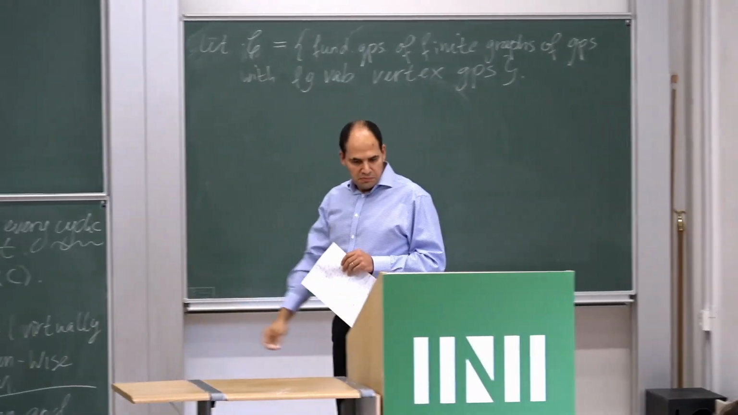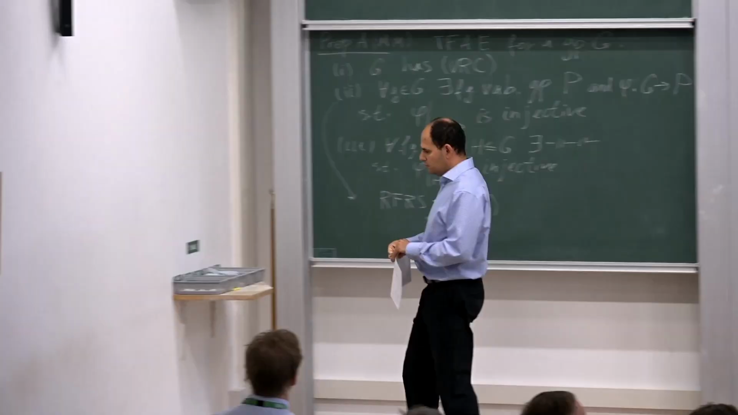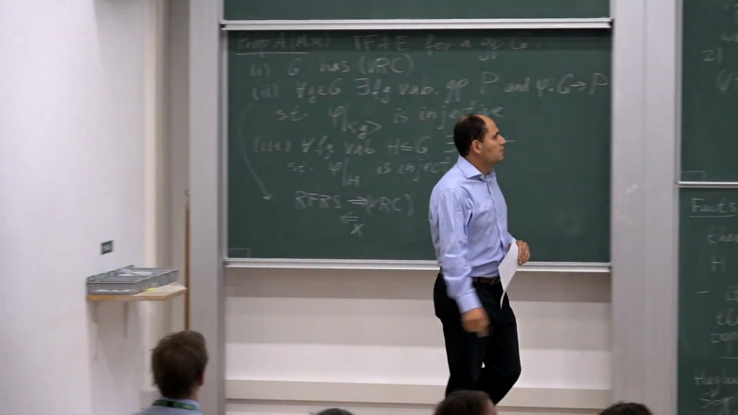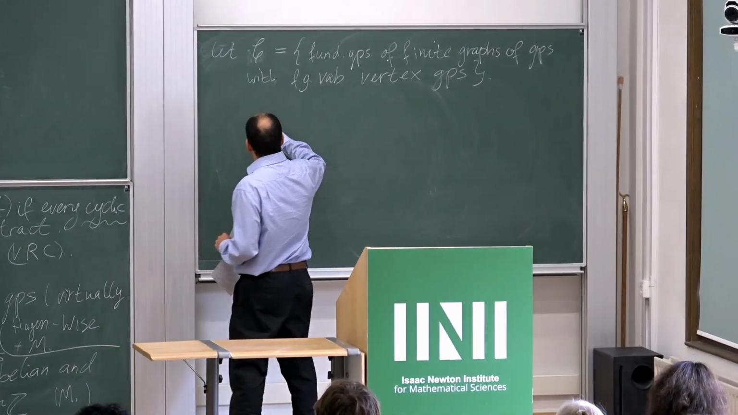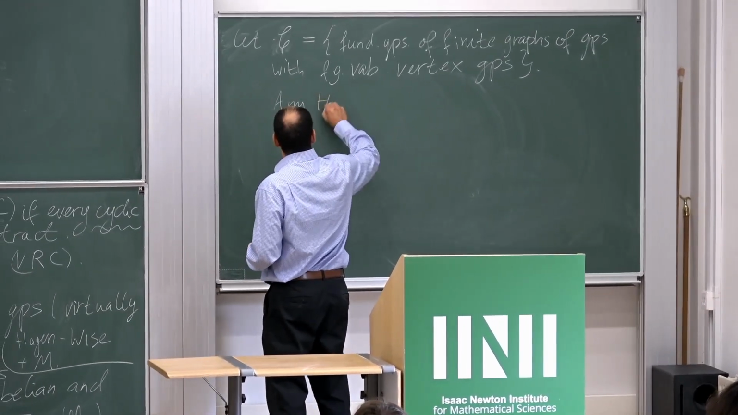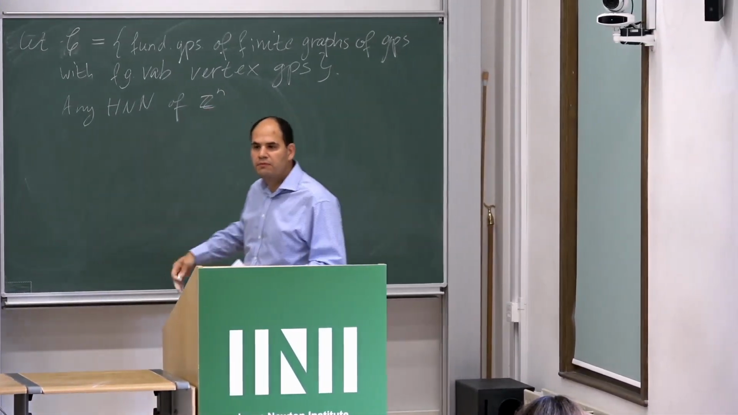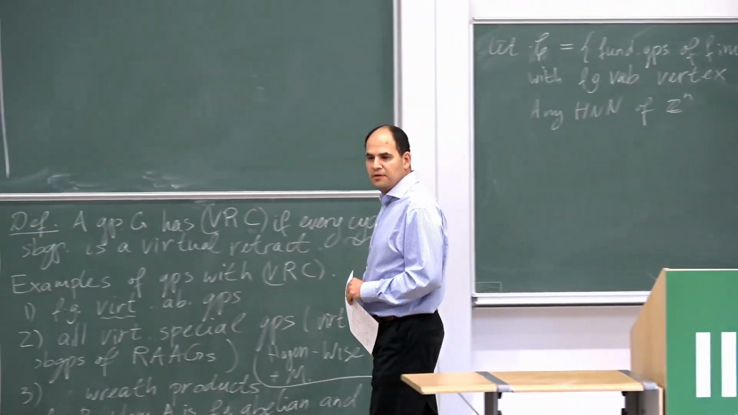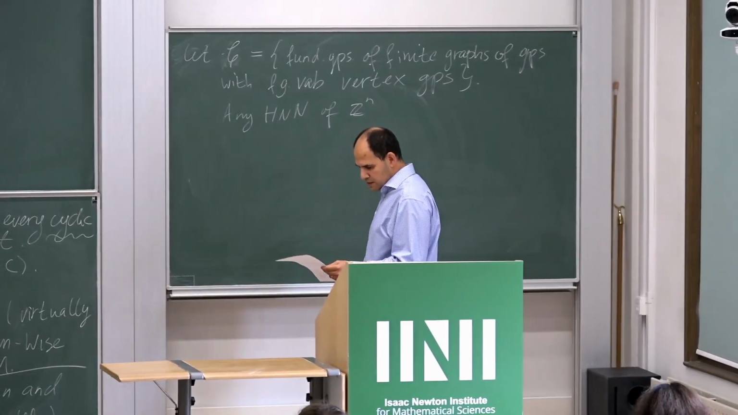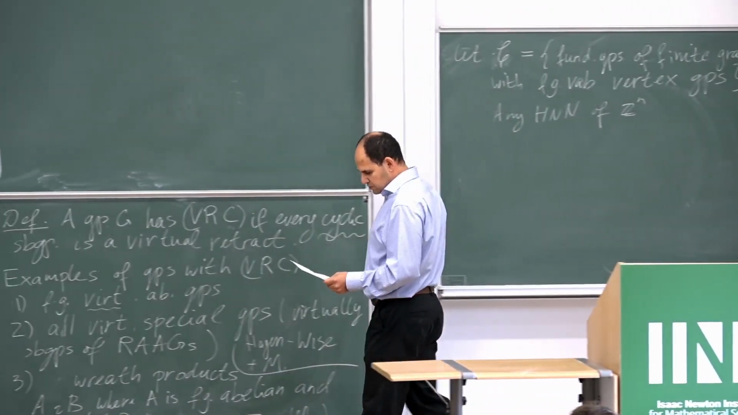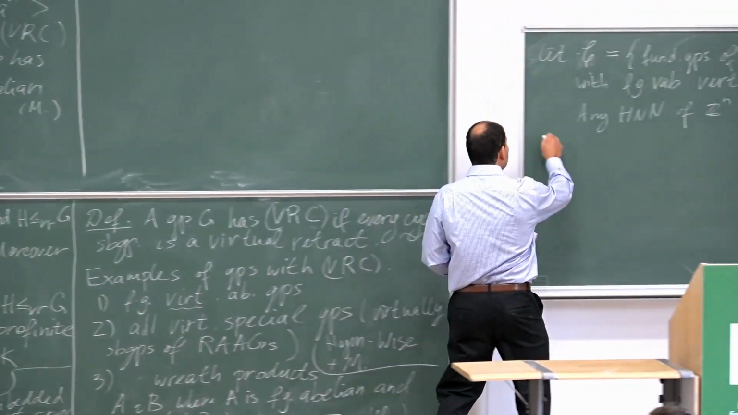Okay, so what does this include? We've seen quite a few groups like this. For instance, any HNN extension of Z to the n, or an amalgam of virtually abelian groups, or anything like that will be in this class. So this class is actually quite big, and it pops up in a lot of work in geometric group theory. For instance, it contains all tubular groups.